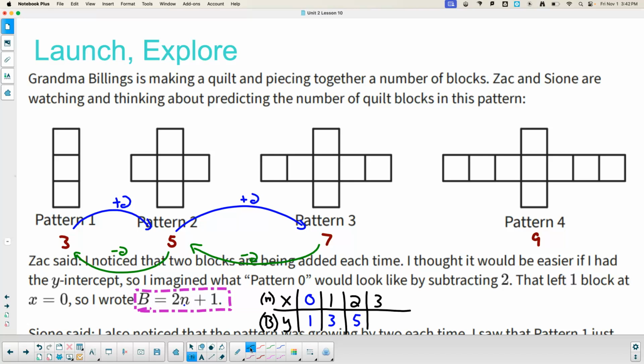If I do patterns 3 and 4, 2 times 3 is 6, plus 1 is 7. 2 times 4 is 8, plus 1 is 9. So the pattern holds with Zach's equation.